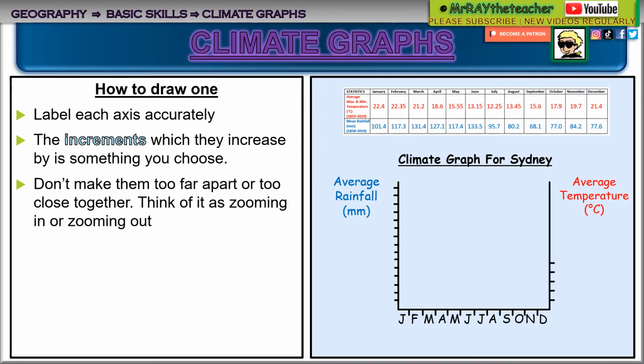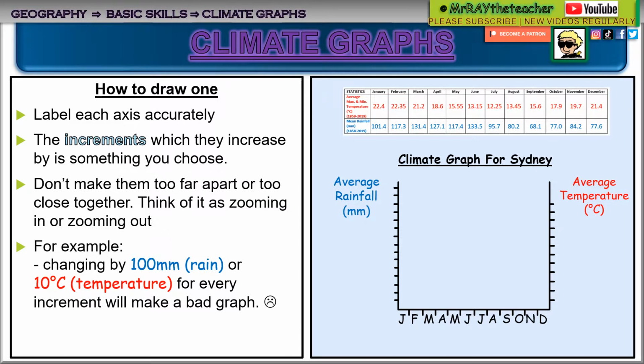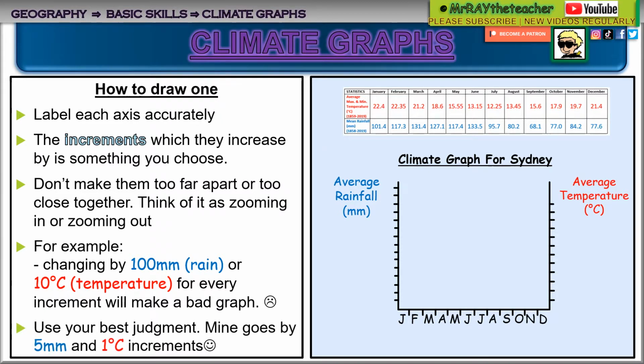Alrighty, so I've drawn these lines here and there. I haven't decided which line means what number yet. So, for example, using 100 millimeters for rain or 10 degrees Celsius for every increment will make for a bad graph, too far separated. Use your best judgment. Mine goes by 5 millimeter increments and 1 degree Celsius increments.